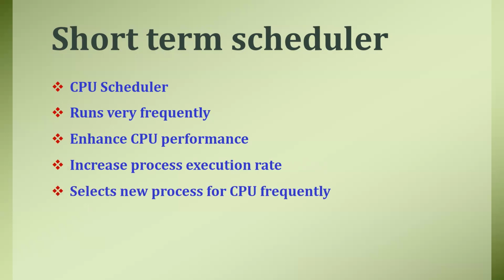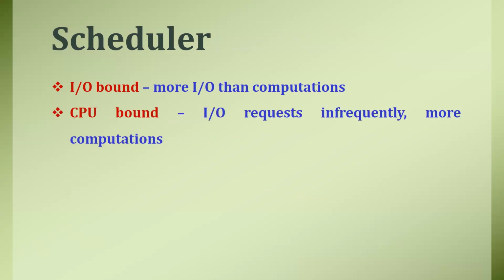In general, most processes can be described as either IO bound or CPU bound. An IO-bound process is one that spends more of its time doing IO than it spends doing computations. A CPU-bound process, in contrast, generates IO requests infrequently, using more of its time doing computations. It is important that the long-term scheduler select a good process mix of IO-bound and CPU-bound processes.